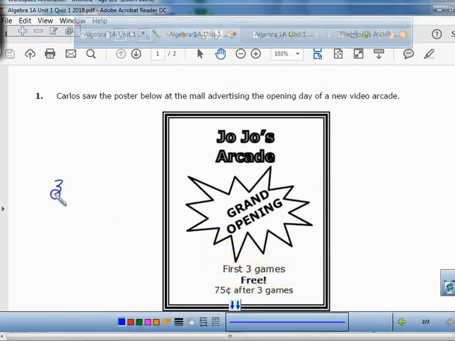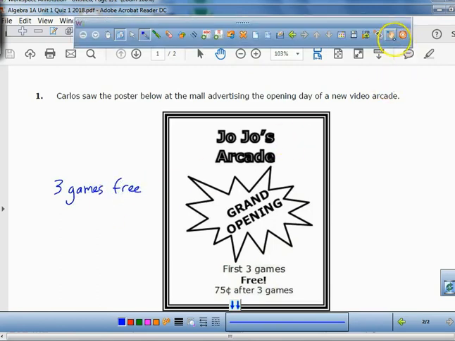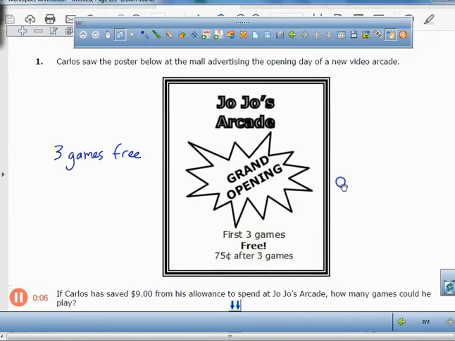Problem number 1 talks about Carlos having 3 games for free, and then 75 cents after 3 games. It says if Carlos has saved $9 from his allowance to spend at JoJo's Arcade, how many games could he play? So he saved $9. He's going to use all $9. But he's got 3 free games.